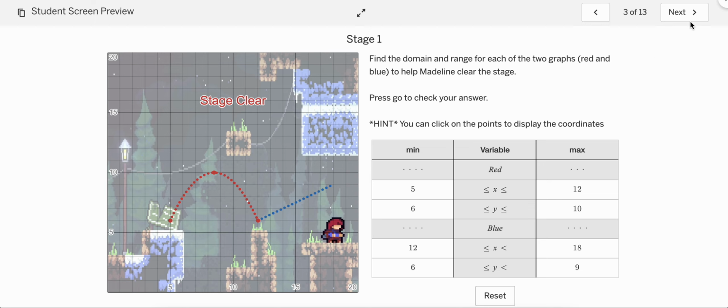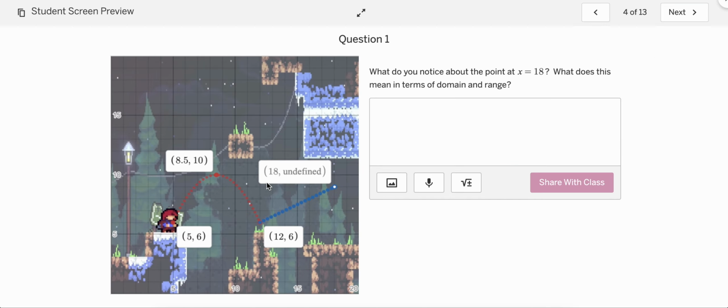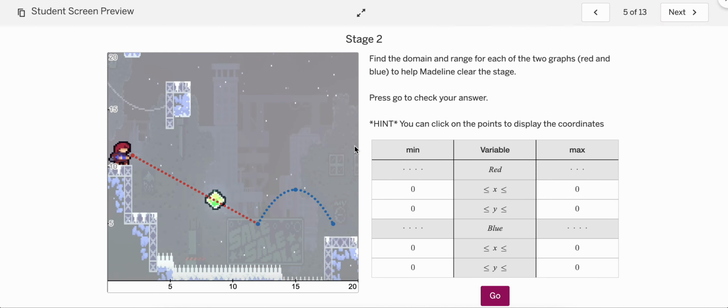And I'll do one more in this example. So what do you notice about the point where x equals 18? Well, here is x equals 18. And we notice, hopefully, that this one doesn't have a y coordinate. It's undefined, okay? Because there's an open dot here instead of a closed point. And we'll learn about that a little bit more.